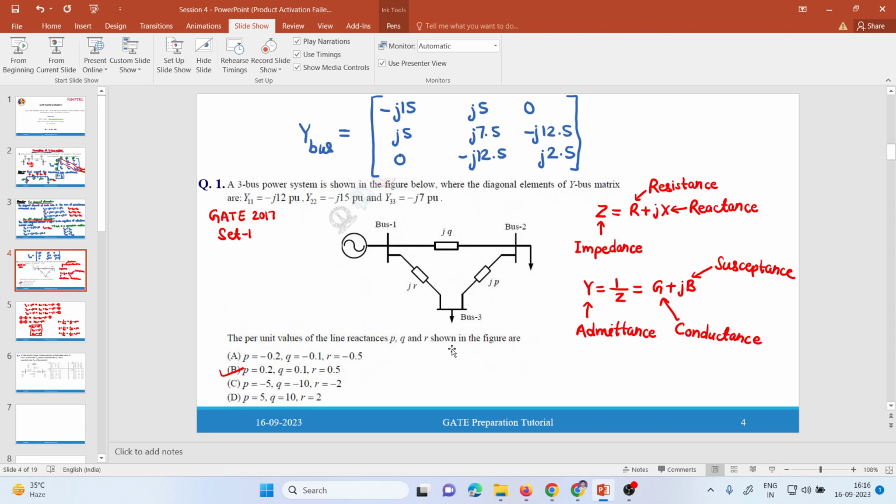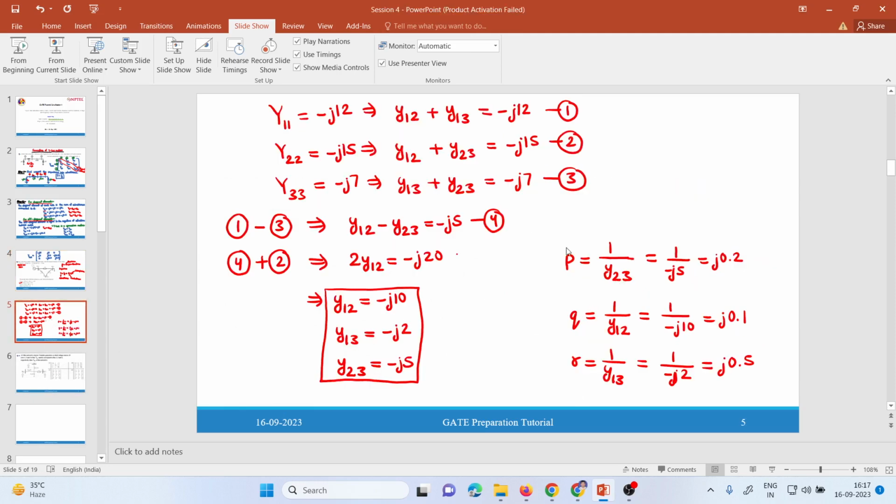I think, sir, 1 by jQ plus 1 by jR is equal to minus j12. In this way, I think it can be done, because Q and R are reactances, so we have to convert them into admittance. Yeah, correct. That is 1 by jQ plus 1 by jR is equal to minus j12. Whatever method you are applying, just stick to it and don't miscalculate in the exam. So this is the good method, the good way, whatever I am telling here.